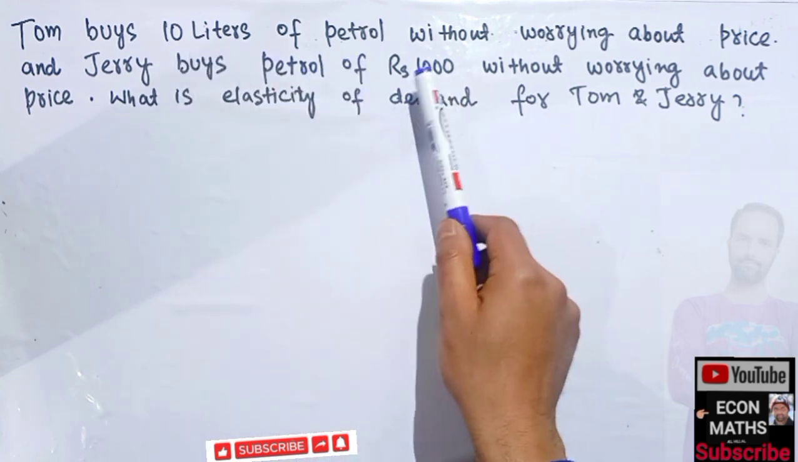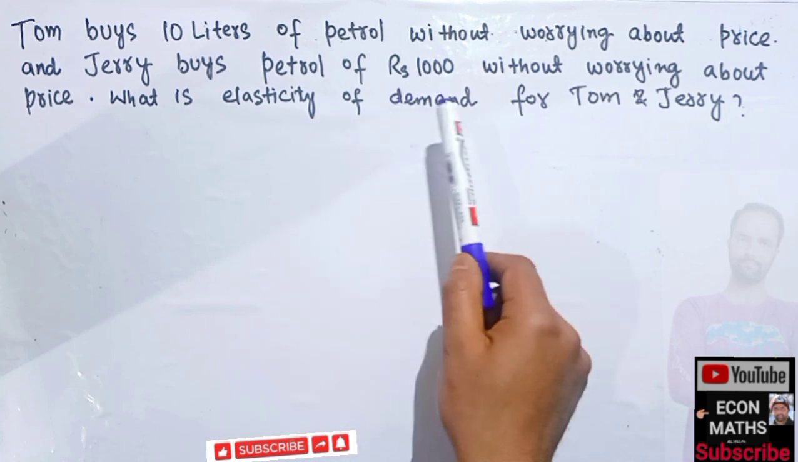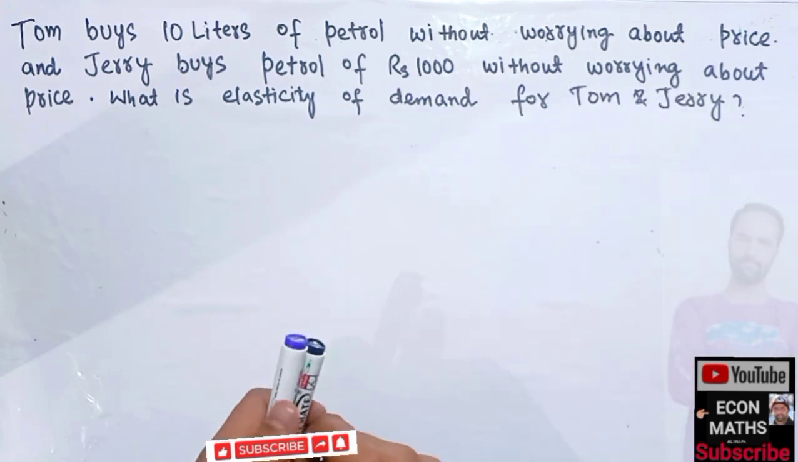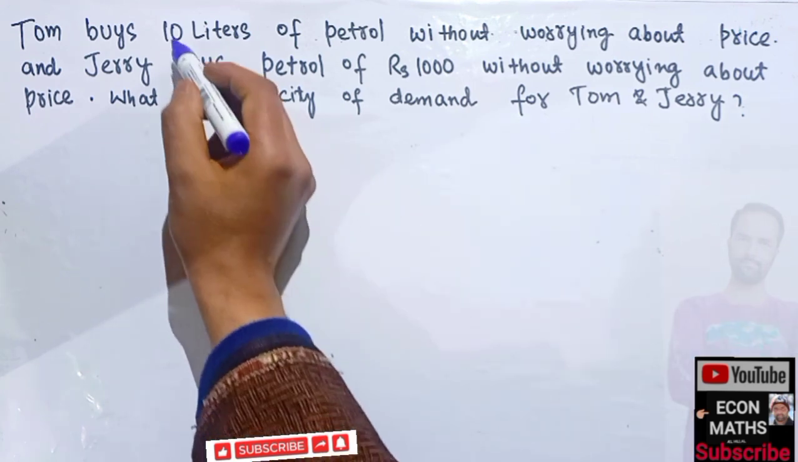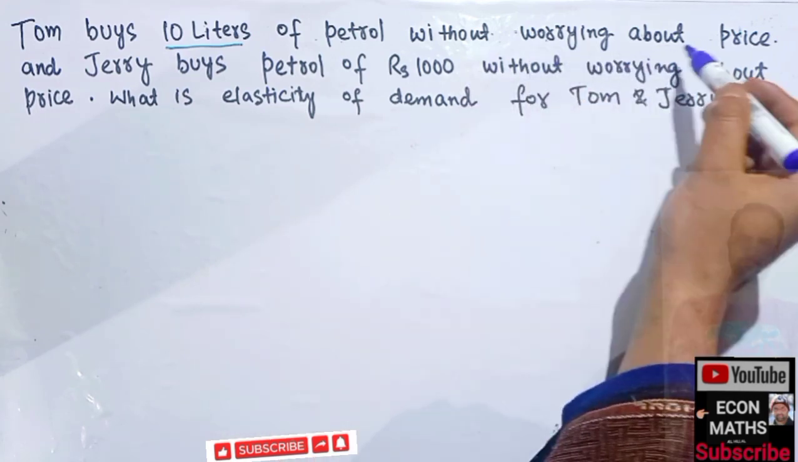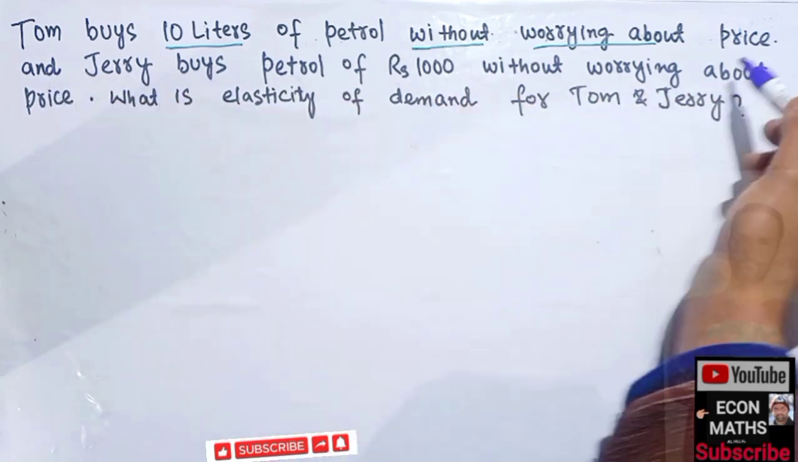Like this, Tom buys 10 liters of petrol without worrying about price, and Jerry buys petrol of 1000 rupees without worrying about price. What is the elasticity of demand for Tom and Jerry? So we need to find out the elasticity of demand for Tom and Jerry. Here we can see Tom buys 10 liters of petrol without worrying about price.